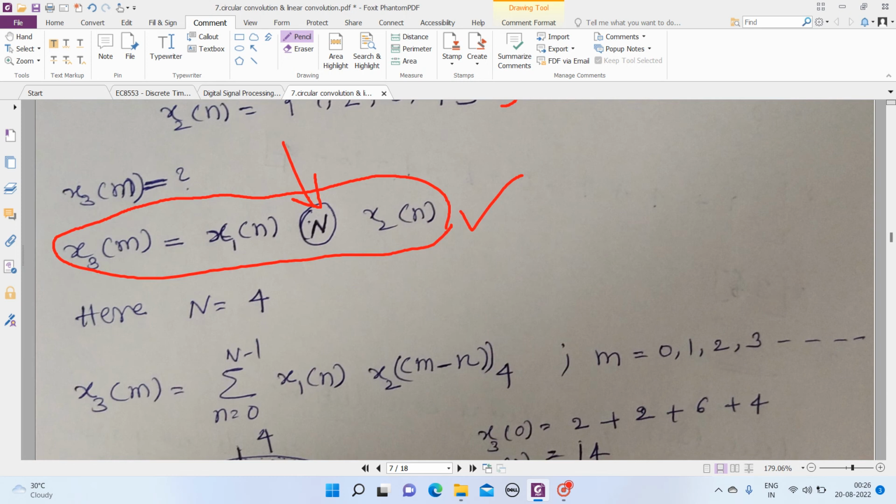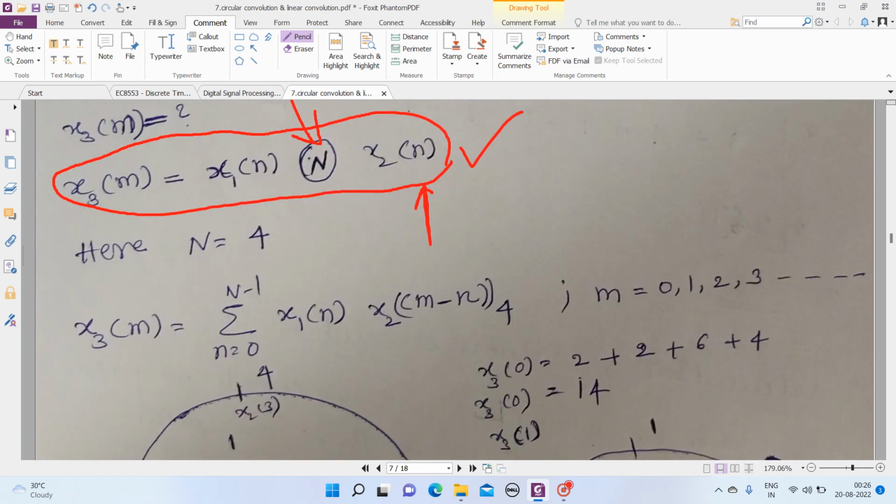We can't apply the values directly in this mathematical representation. The convolution equation is this one: x3 of m equals the summation over n from 0 to capital N minus 1 of x1 of n times x2 of (m minus n) modulo 4. Here m varies as 0, 1, 2, 3 and so on.